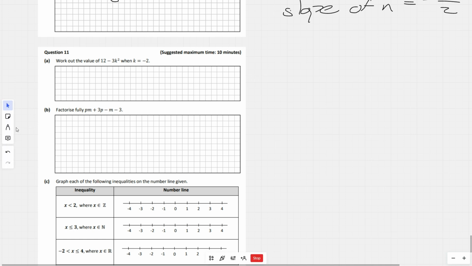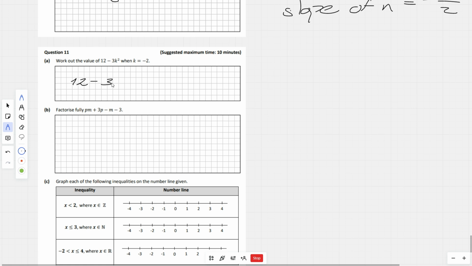Work out the value of 12 minus 3k squared when k is equal to minus 2. So we know that k is equal to minus 2, which pretty much means they're the same. So what we can do here is take the k and completely replace it with the minus 2, because remember they're the same, and that will give us our answer.